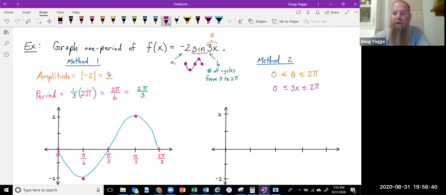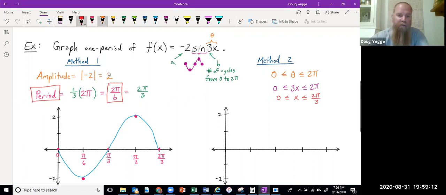And now in order to solve for what the x coordinates are, I divide by 3, and we find out that x is somewhere between 0 divided by 3, which is 0, and 2 pi over 3, which you should notice is the exact same thing as I found in my method 1. It's just a different way of approaching the problem. I could either use the formula to find the period of 2 pi over b, or I could just find out what the interval is going to be in the first place and graph it again.